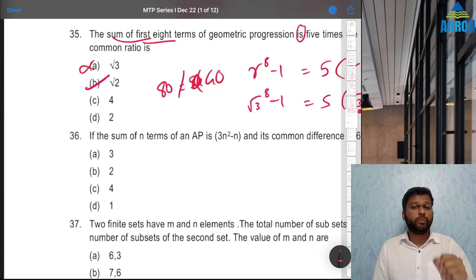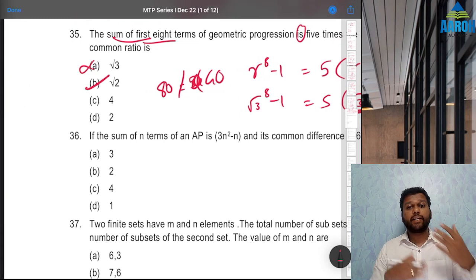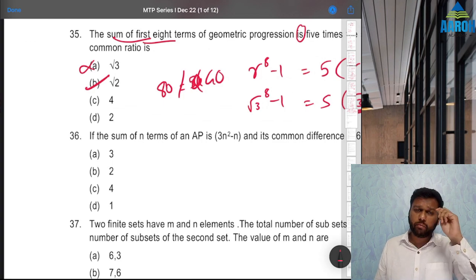This is how fast you should be, so that in the exam you can perform well and there is a chance to get 70 plus, 80 plus, good marks, right?